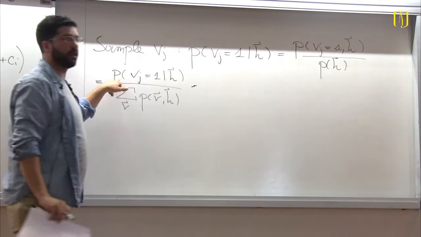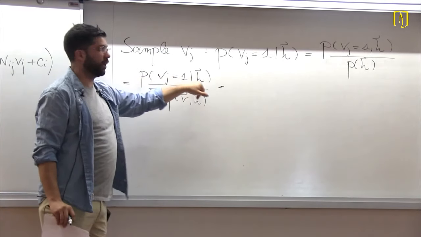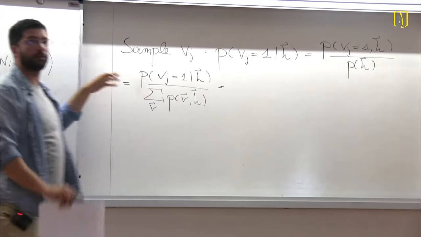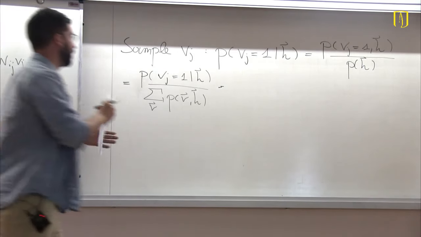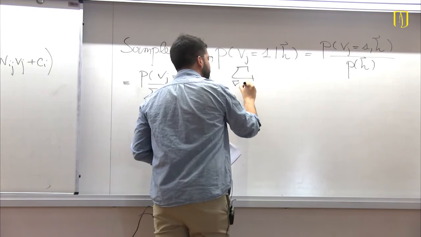Again, we can do the same thing here. Here we have a conditional distribution of the visible unit J given H, and we can rewrite this in terms of the full distribution just by integrating everything else out. So this is the sum over all the other V minus J.